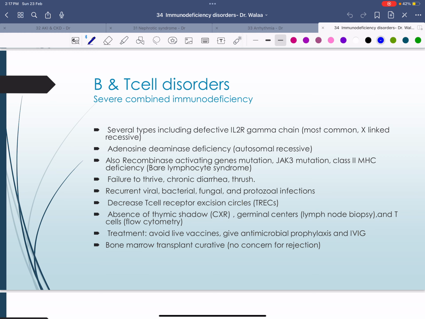Those with SCID, as we said, have a problem with both T cells and B cells. They have a problem fighting off enteroviruses, viral infections in general, and parasitic and fungal infections. They will present with chronic viral infection, chronic rotavirus, chronic CMV, failure to thrive, chronic diarrhea, and ugly dermatitis. The dermatitis looks like bad eczema.